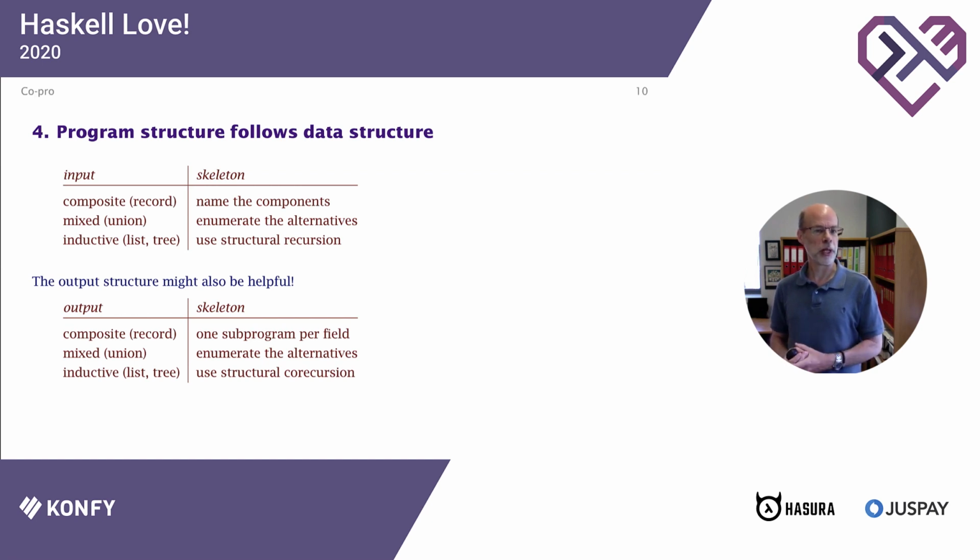So for composite output data, if you want to produce a record, you're going to have to produce each of the fields of the record. So you're going to have one subprogram or function or clause or whatever for each of the fields of the record that you have to produce. If you're producing mixed data, then again, you enumerate the alternatives. In some cases, you produce one variant of the data, and in other cases, you produce a different variant of the data. And for inductive data, like lists and trees, you use structural, well, not structural recursion, but structural co-recursion. And I'll show you examples of these three.